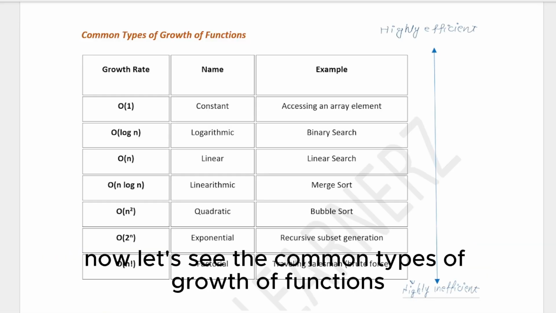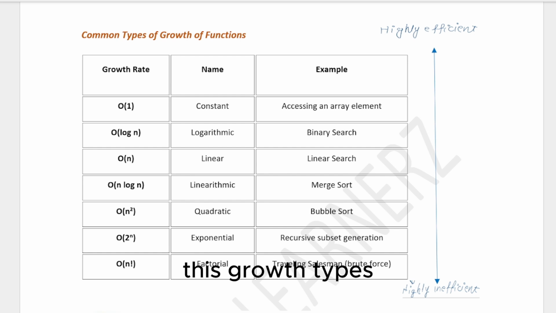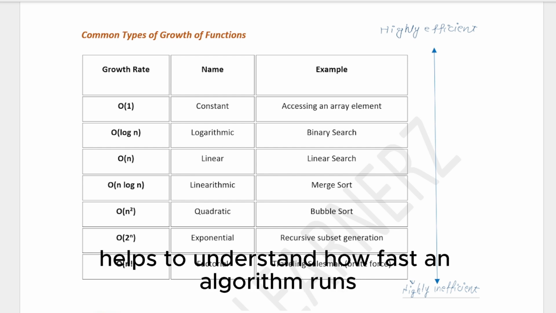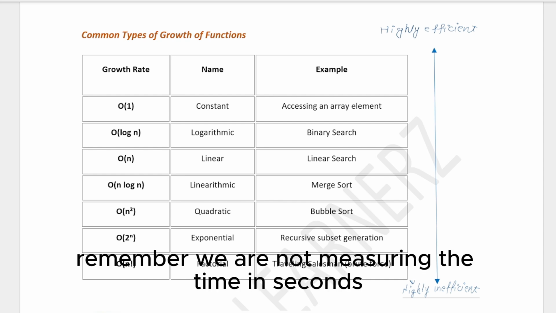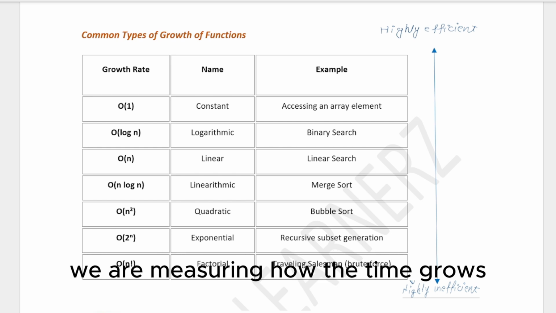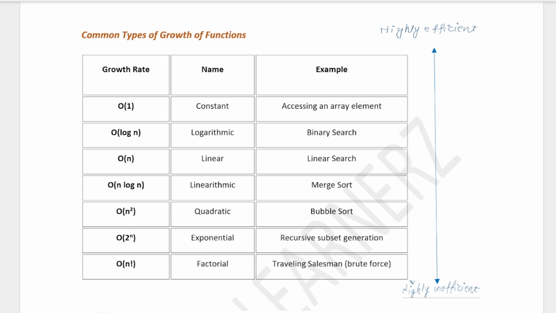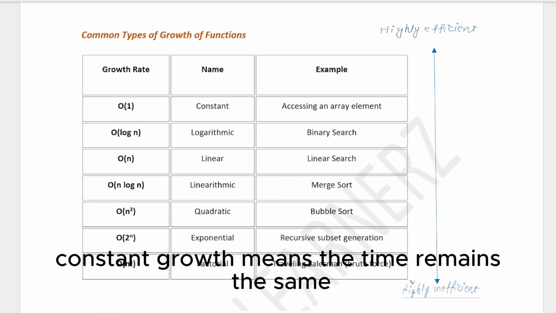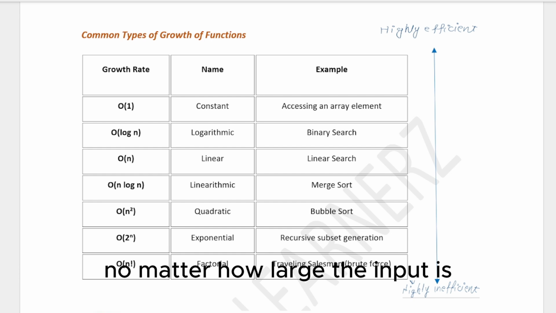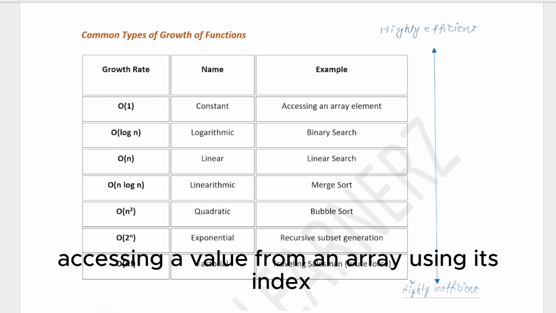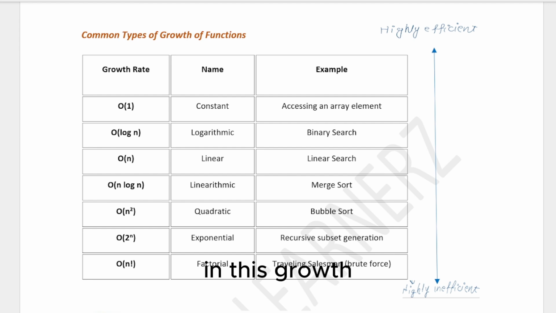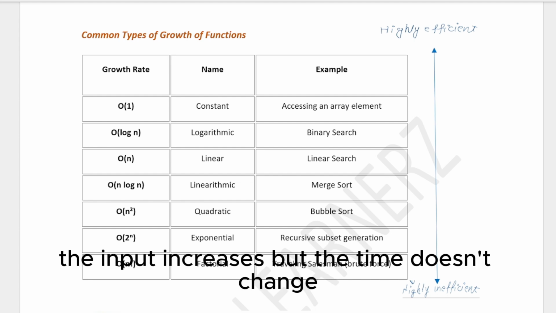Now let's see the common types of growth of functions. These growth types help to understand how fast an algorithm runs when the input size increases. Remember, we are not measuring the time in seconds, we are measuring how the time grows. Constant growth, big O of 1. Constant growth means the time remains the same no matter how large the input is. For example, accessing a value from an array using its index. In this growth, the input increases but the time doesn't change.